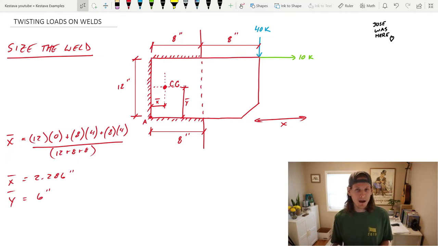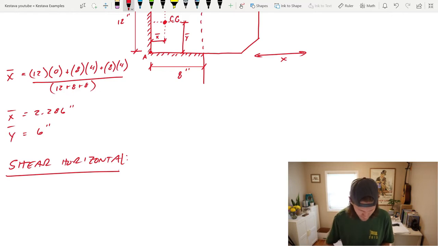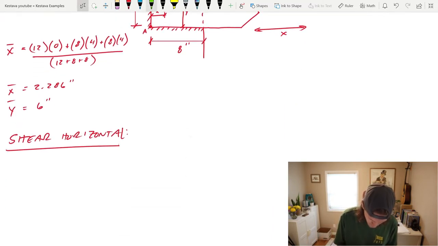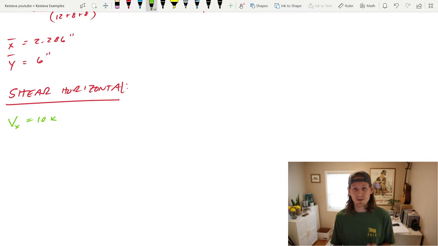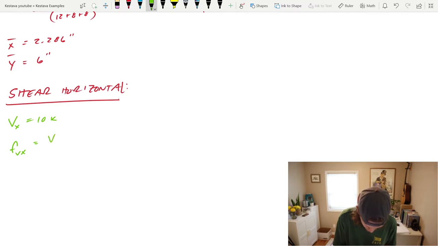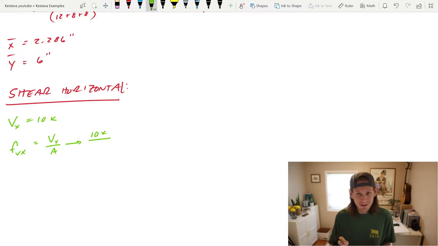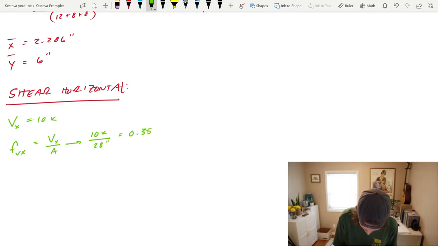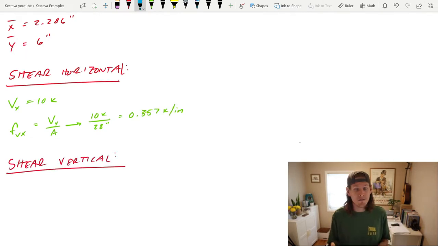All right, great. Let's keep those in the back pocket; we're going to use them later. Next, let's find shear in the horizontal direction. We know our value is 10 kips, so V sub x equals 10 kips, as we showed above. We want to break everything down into a kip per inch demand. F sub Vx equals V sub x over A. Again, A is the area of your weld, but here it's treated as a line: 10 kips divided by the total length of your weld, which is 8 plus 8 plus 12, or 28 inches. That equals 0.357 kips per inch.